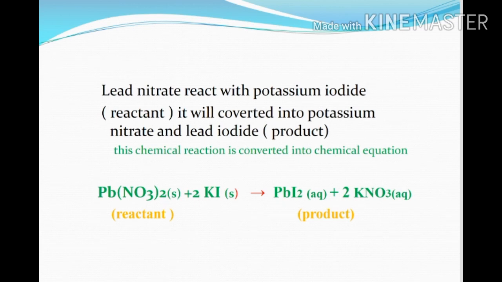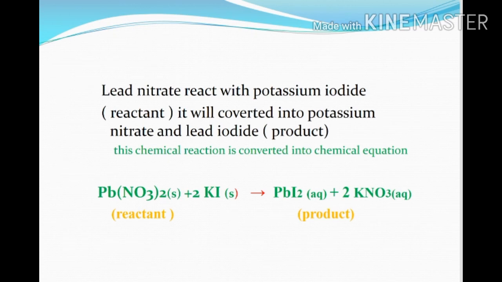When lead nitrate reacts with potassium iodide, it will convert into lead iodide and potassium nitrate. See here, Pb(NO3)2 is the formula of lead nitrate, KI is the formula of potassium iodide, PbI2 is the formula of lead iodide, and KNO3 is the formula of potassium nitrate.